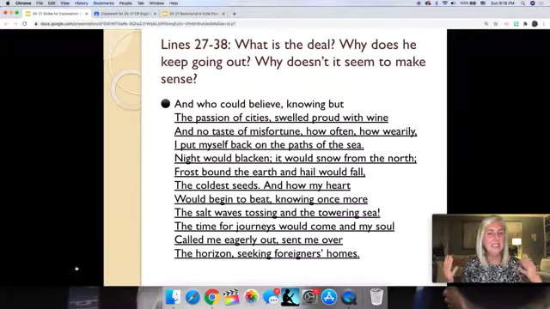So in this passage, lines 27 to 38, we really get some insight that he puts himself back out there. When the time for journeys would come, I'm looking at the bottom part of this, he says, my soul called me eagerly out. Something about him inside is drawn to this. And who could believe it? That's what the first line of the selection says. You know, we're in the cities, full of wine and no misfortune. He finds himself being called and he chooses to go back out there. It doesn't seem to make sense because it's so unpleasant compared to what it could be if he just stayed in the land.